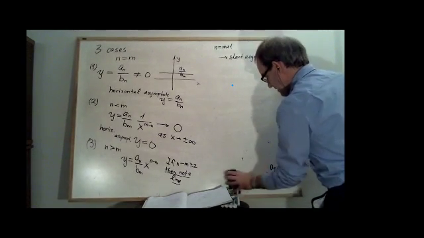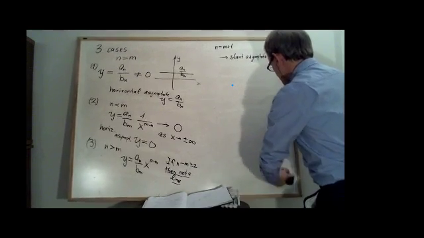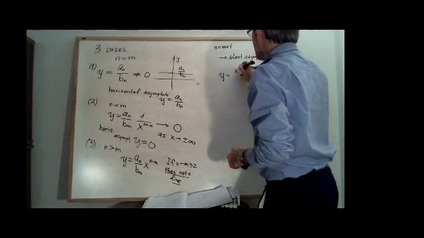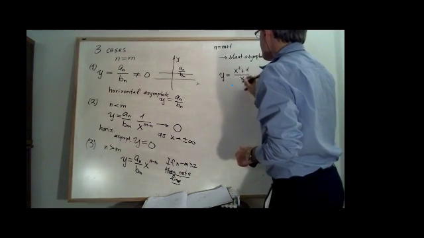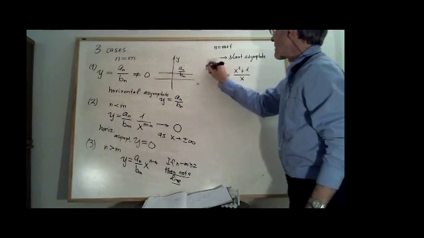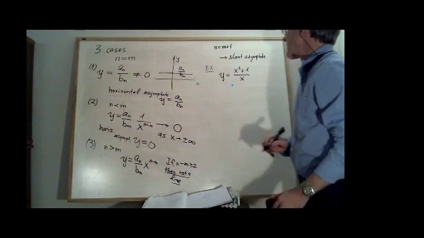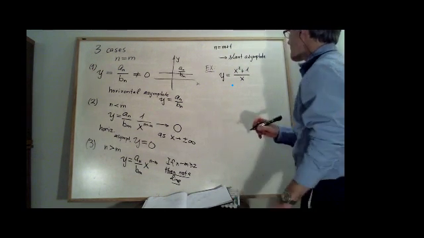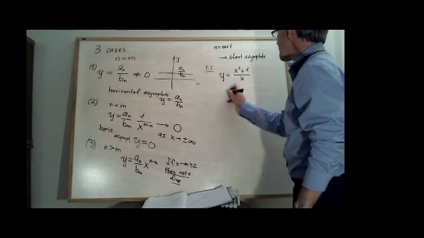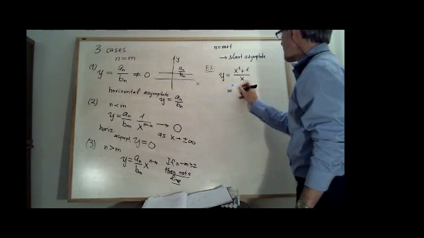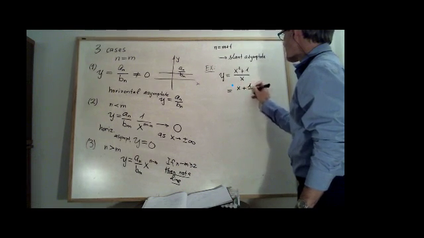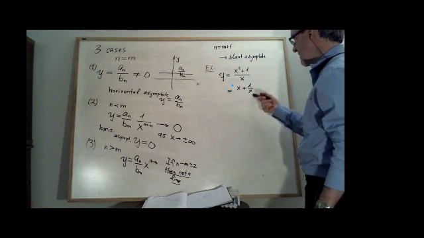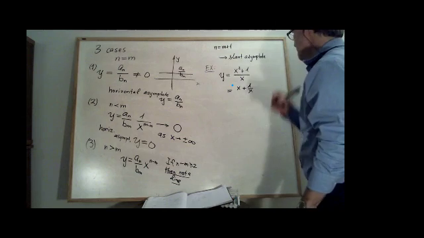Okay, so let's do a simple case of that. y is equal to x squared plus 1 over x. So let's see what this looks like. If we simply divide this, we get x plus 1 over x. So I take the factor and divide it into the first term, and I get x. Take the factor and divide it into the second term, I get 1 over x.